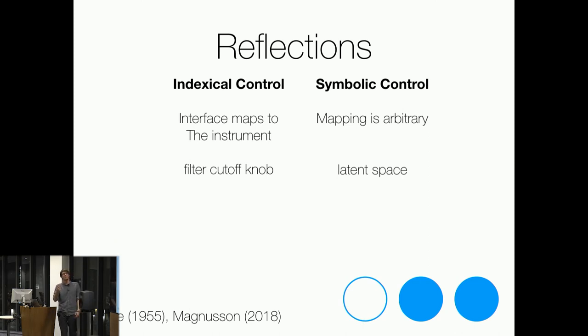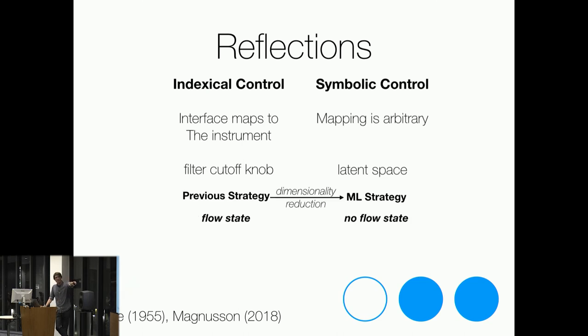Symbolic control, he says, the mapping is arbitrary. And this is really what I'm getting in the latent space. You know, left to right, up to down. There's no really mapped control there, so I really have to learn the space. So this is the strategy I'm now in, the latent space. And what I'm finding is that I really can't get into the flow of improvisation when I'm in this new space where things aren't mapped. But I really do think that it's just a matter of practice again. If I practice with the instrument, I will learn the space and I'll be able to get back into that flow state.